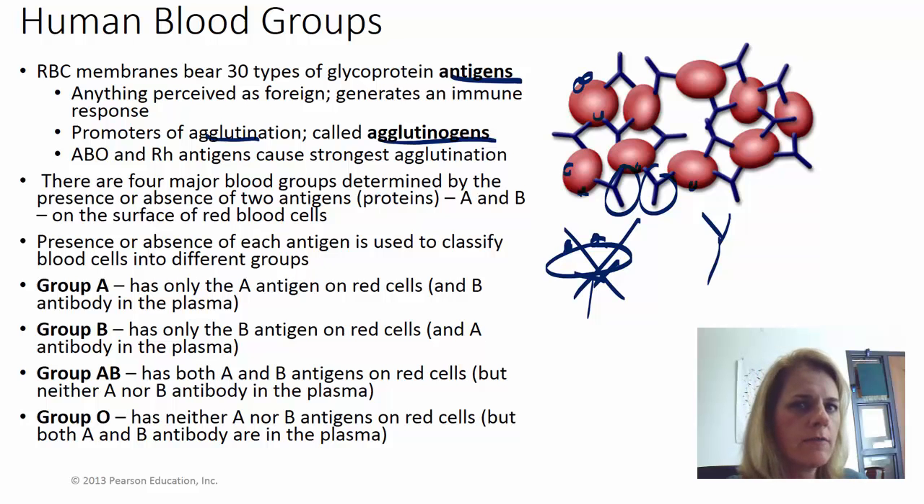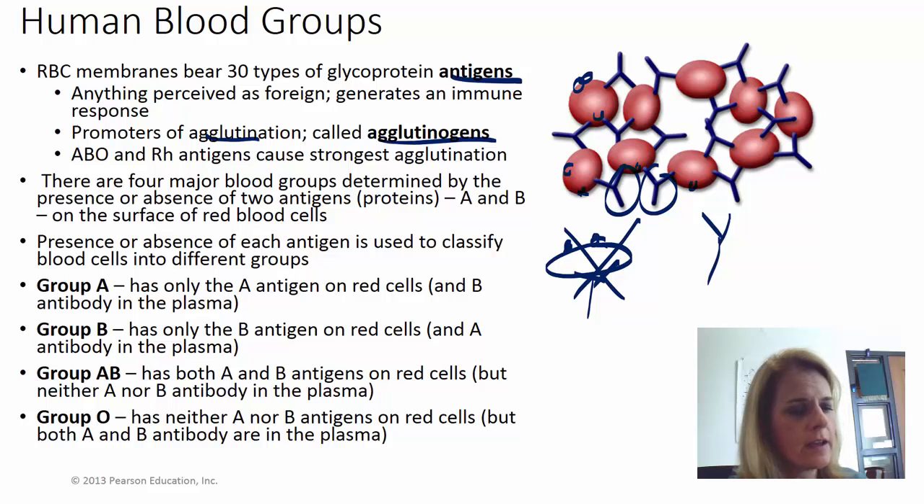So if you have either the A, the B, or nothing, that determines if you have A blood or B blood or AB blood or O blood. Okay, those are the four blood types: A blood, B blood, AB blood, and O blood. We'll get to the positive negative thing in a minute. That'll just add to the confusion.